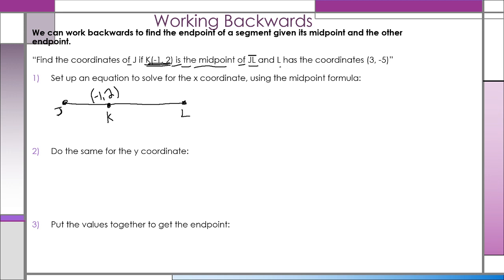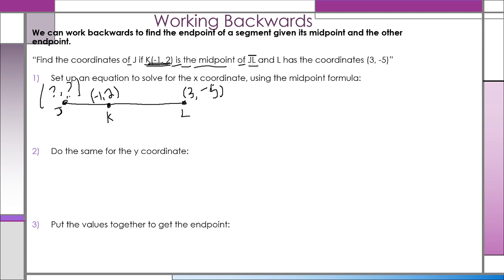And it says L has the coordinates of 3, -5. So I'm going to put a little mark here that says L has the coordinates of 3, -5. And I want to know what are the coordinates of J. So I want to know this is what, comma, what. So I'm looking to basically fill in the spots for J here. I know that K is in the middle at -1, 2. I know that L is over here at 3, -5. I want to know what J has to be so I get the right middle.